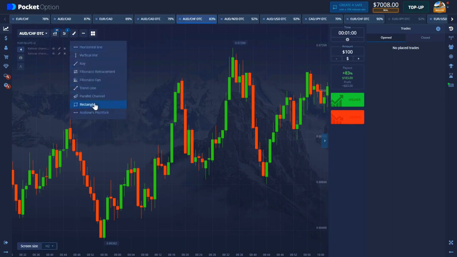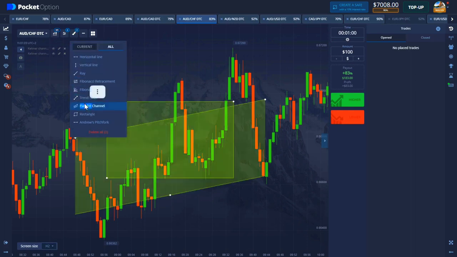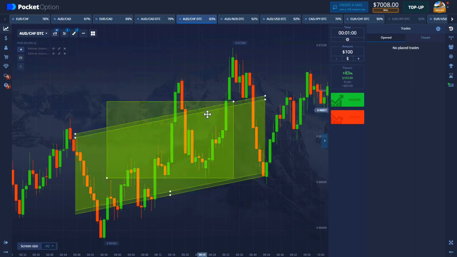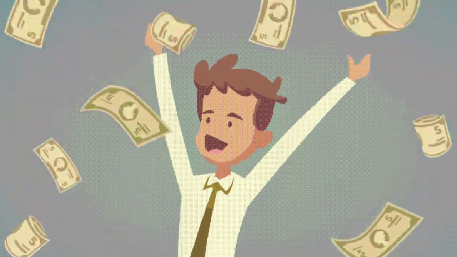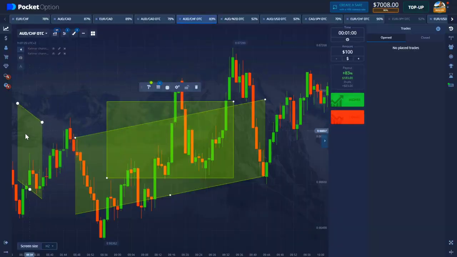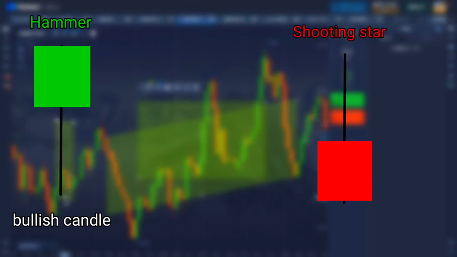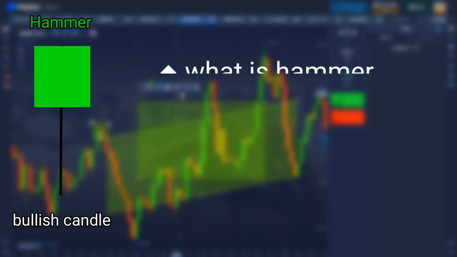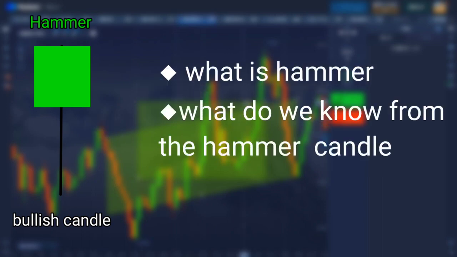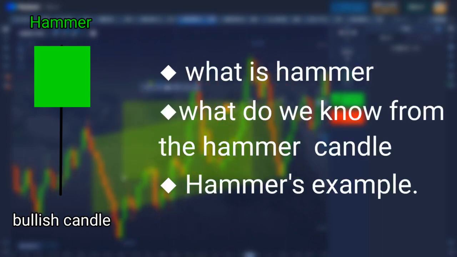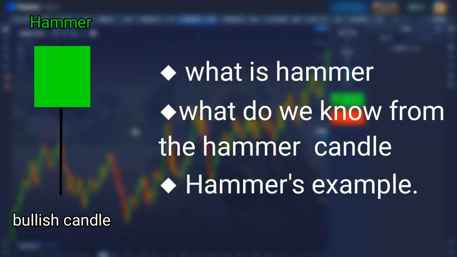And candlestick is very important while trading, because if you add these candlestick patterns with whatever indicator you are using, then your trading will become pro level. So in this video we will see 2 candles, which is a hammer, which is a bullish candle, and the other is shooting star, which is a bearish candle. In the hammer candle we will see what a hammer is, what you know from the hammer candle, and see an example of it, and the same will be seen about shooting star. So let's first know what is a hammer candle.